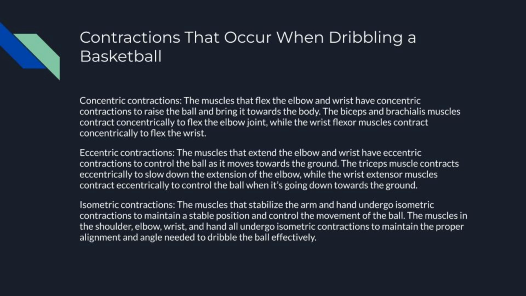These would be the muscles that stabilize the arm and the hand, and help it maintain a stable position and control the movement of the ball. These contractions are what help you dribble the ball where you want to dribble it, because if you didn't have these, the ball could just bounce anywhere. The muscles in the shoulder, elbow, wrist, and hand all go through isometric contractions to help maintain the proper alignment and angle needed to dribble the ball effectively.